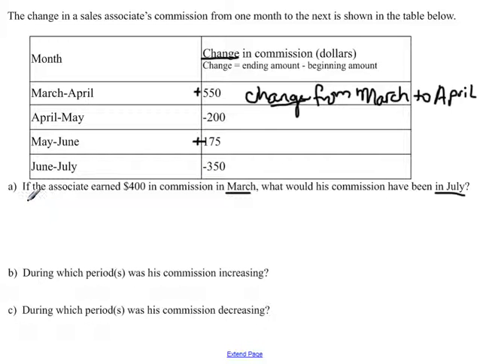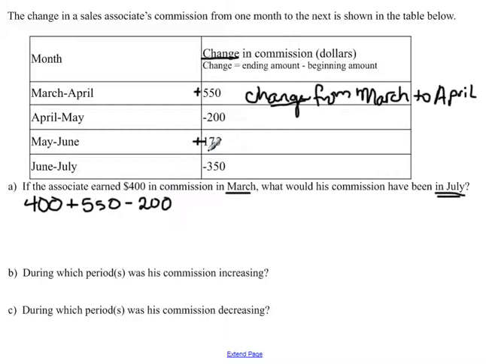So let's see how we can approach this. If we take the $400 that the associate made in March, then to that we can add $550 because that was the change from March to April. But notice that we're not stopping in April. We have to go all the way up to July. So let's continue looking at the change. From April to May, the change was $200. So from this we're going to subtract 200, because that was the change from April to May.